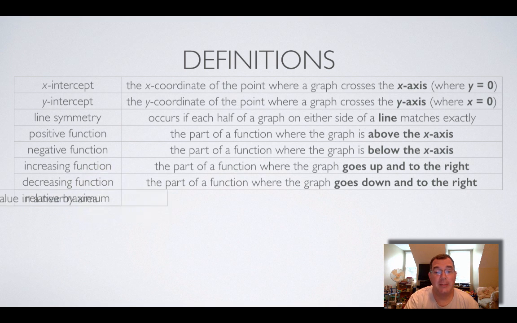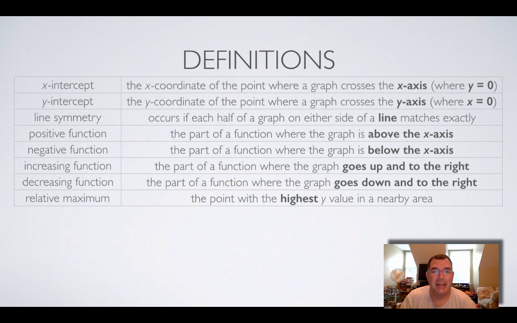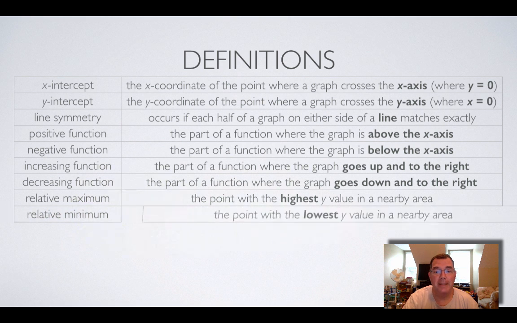A relative maximum is any part of the graph where it reaches a high value, like a hill, and then decreases after it. And a relative minimum is where there's like a valley, it reaches a low point and then comes back up. We're going to see visual examples of all of these.